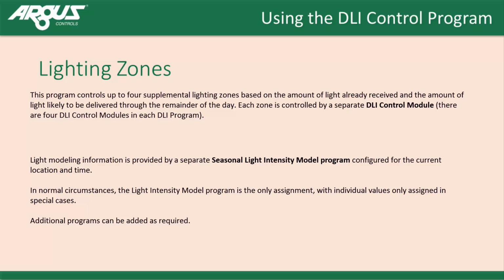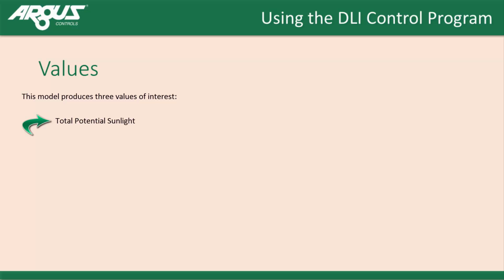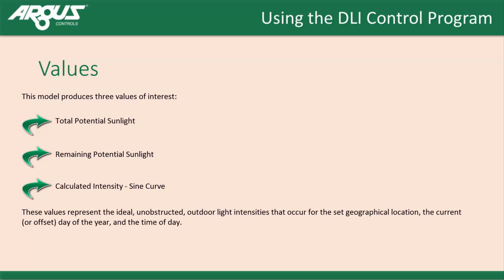Light modeling information is provided by a separate seasonal light intensity model program configured for the current location and time. Additional programs can be added as required. This model produces 3 values of interest: total potential sunlight, remaining potential sunlight, calculated intensity, or the sine curve. These values represent the ideal unobstructed outdoor light intensities that would occur for the set geographical location, the current or offset day of the year, and the time of day.